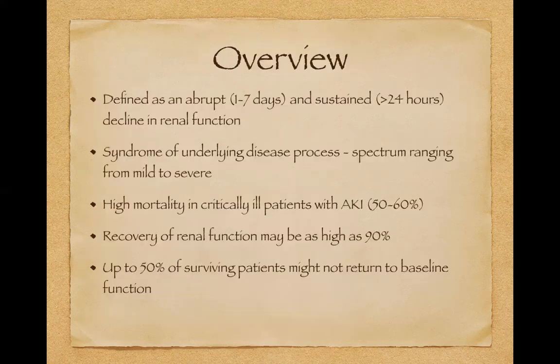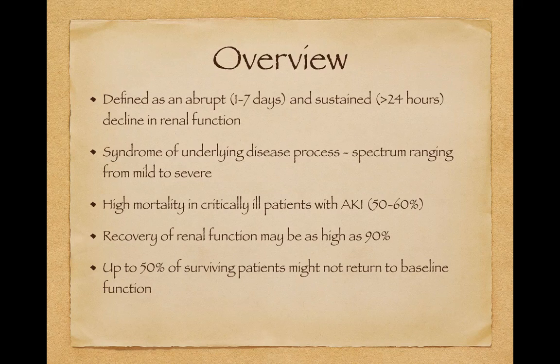So basically what AKI is, I'm just going to refer to it as AKI because it's a very long term. It's defined as an abrupt or basically an acute onset within 7 days and a sustained, more than 24 hours, decline in your renal function. And it's basically a syndrome of some or other underlying disease process. So you can get a spectrum which is ranging from mild to severe in the renal dysfunction.